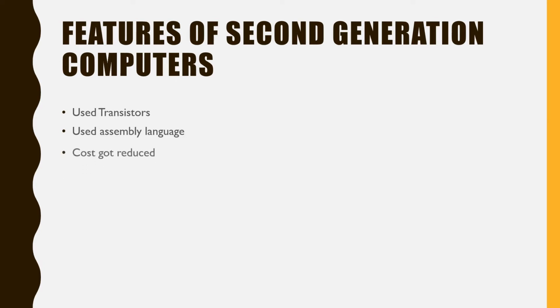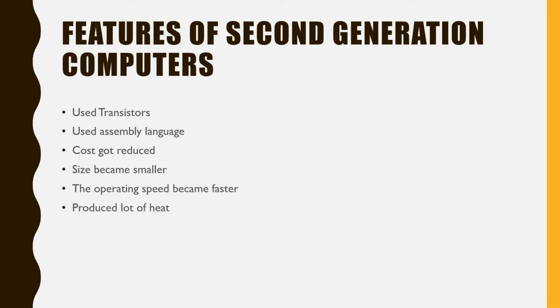The next point is the cost got reduced when compared to the first generation computers. The next point is regarding the size. The size also became smaller compared to the first generation computers. And then the next point is regarding the speed of operation. The operating speed also became comparatively faster. And then regarding the heat, it also produces a lot of heat, similar to the first generation computers.